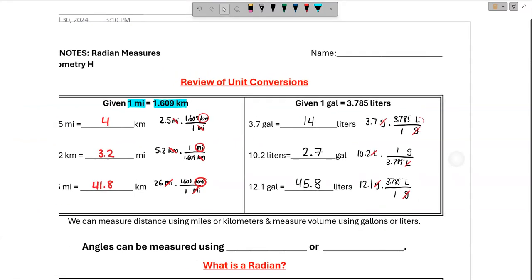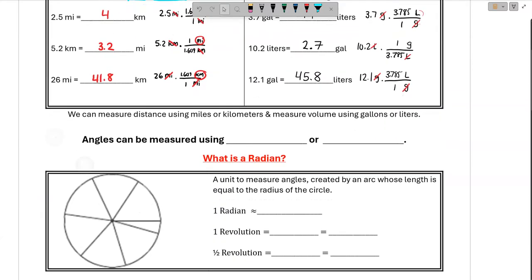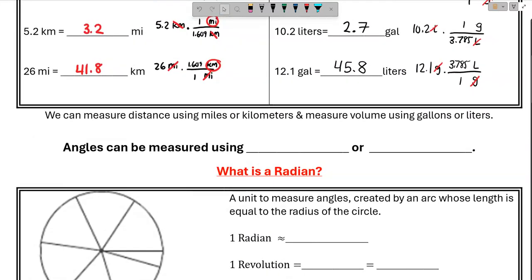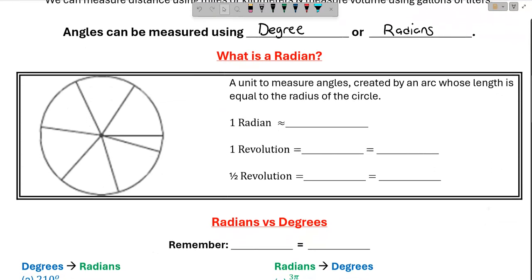Now we're going to need this idea in just a few moments because while we can measure distances using kilometers and miles, and volumes using gallons or liters, angles can be measured using degrees, which is what we are mostly familiar with at this point, but now also this new unit we have called a radian. So we're going to focus on the radian part of this today. So what is a radian?